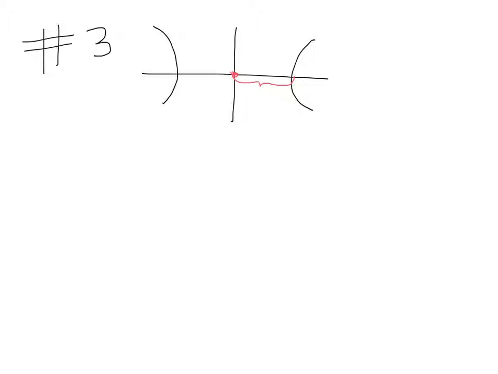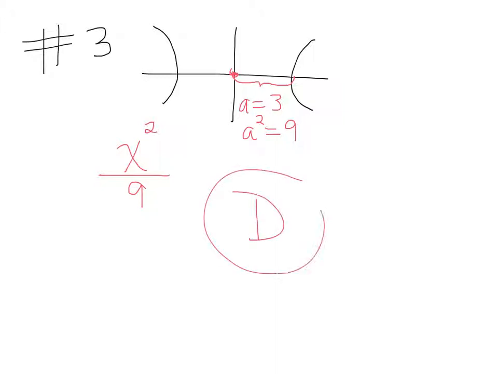So this hyperbola is opening horizontally, which means that we have to start with the x. The center is 0, 0. Now, what is the a? How much is it from the center to the vertex? 3 units, so a equals 3, so a squared is 3 squared, which is 9. So the equation that you're looking for has to have an x squared over 9. So it's not a, it's not b because it's y squared, it's not c. How come it's not c? Because it has a plus in the middle. So that's an ellipse, so it's not a hyperbola. So therefore, the answer is D.